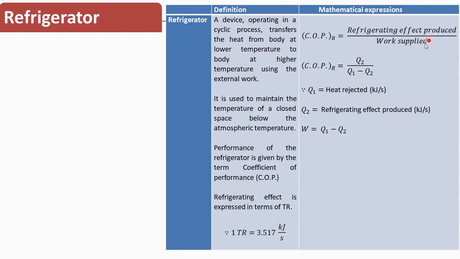The mathematical expression for the coefficient of performance of the refrigerator is the refrigerating effect produced divided by the work supplied. The refrigerating effect is Q2 and the work supplied is Q1 minus Q2, where Q1 is the heat rejected in kilojoule per second and Q2 is the refrigerating effect produced, or cooling effect, or heat absorbed. We have already seen in our energy balance that W is equal to Q1 minus Q2, that is, heat rejected minus refrigerating effect produced.